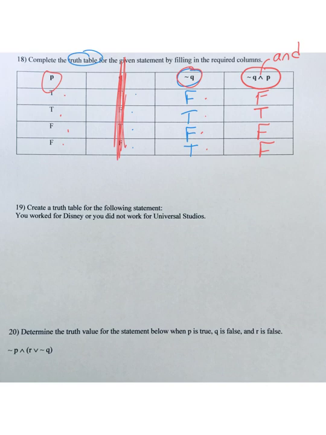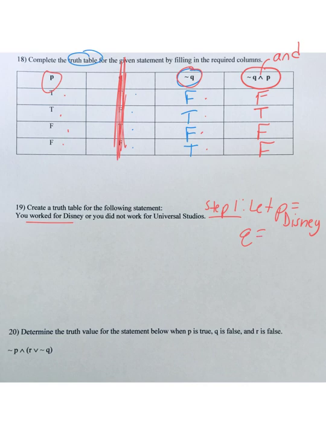Next question, they want you to do the whole truth table from scratch. It says create a truth table for the following statement: You worked for Disney or you did not work for Universal Studios. So when we have to do the whole question from scratch, step 1 is you're going to assign letters first. I'm going to let P represent the first idea, which is you worked for Disney. Feel free to abbreviate it. Technically it's you worked for Disney, but I'm just going to write P equals Disney to abbreviate.